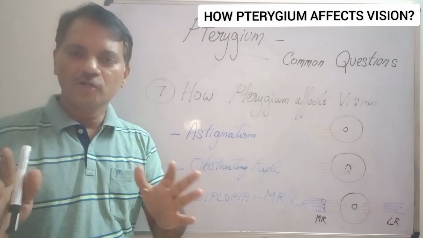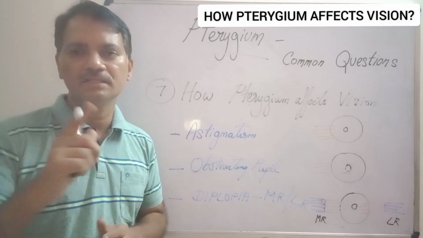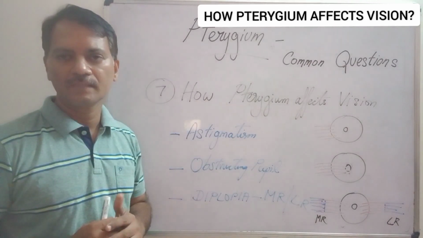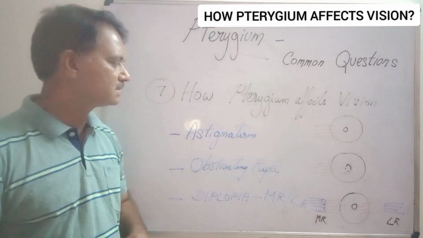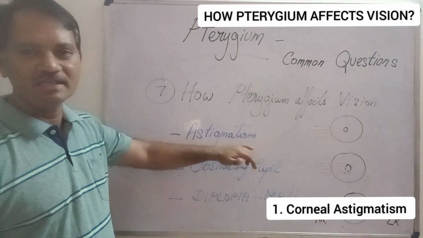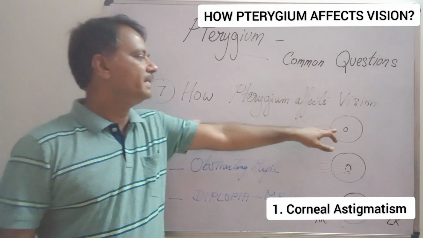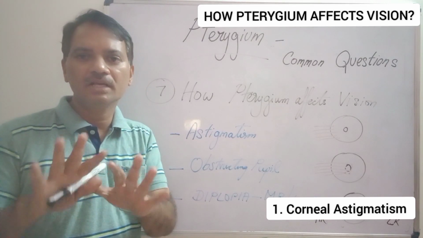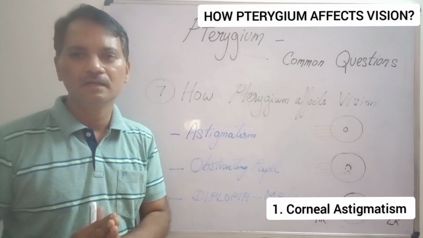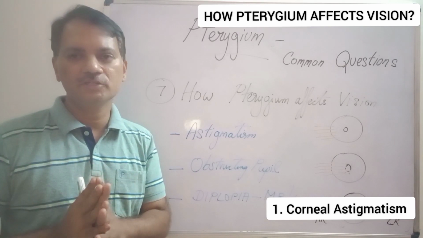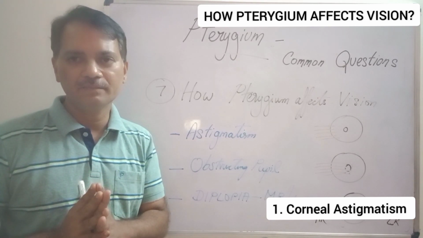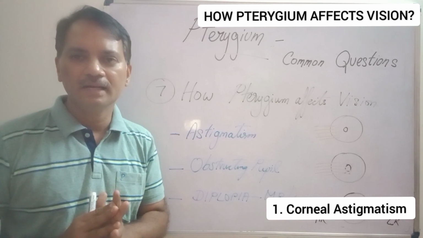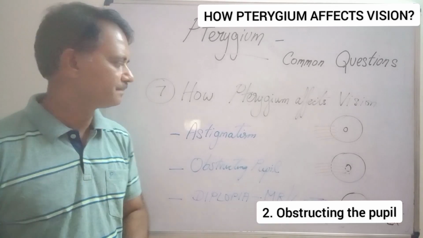Another commonest question that is being asked in the examination is how pterygium affects vision. It affects vision in three ways. One is causing astigmatism. When the pterygium encroaches into the cornea, the corneal shape or curvature is altered, leading to an irregular curvature of the cornea, causing astigmatism. Astigmatism, as we all know, is a refractive error that decreases the vision.